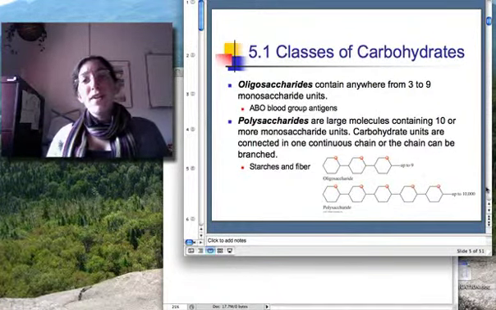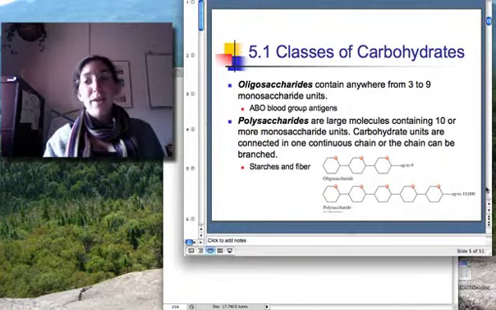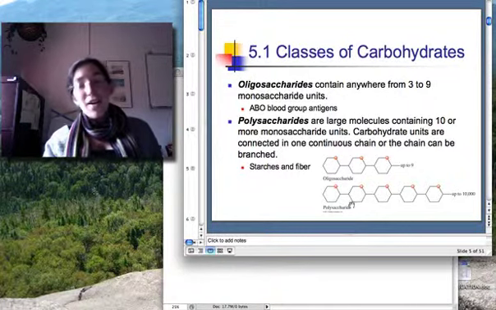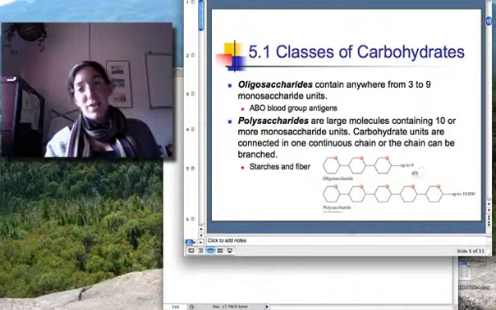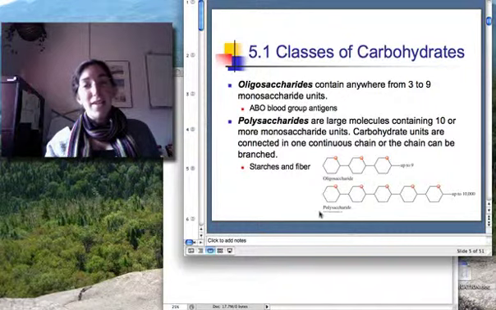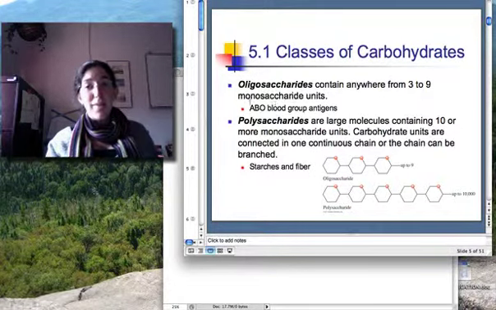So once we start adding monosaccharides to our chain and making it a little bit longer, we call these longer chains of sugars oligosaccharides and polysaccharides. Oligo means few, so an oligosaccharide is 3 to 9 monosaccharides joined together, and a polysaccharide is anything that's 10 or longer. And we don't really have any oligosaccharides in our diet.